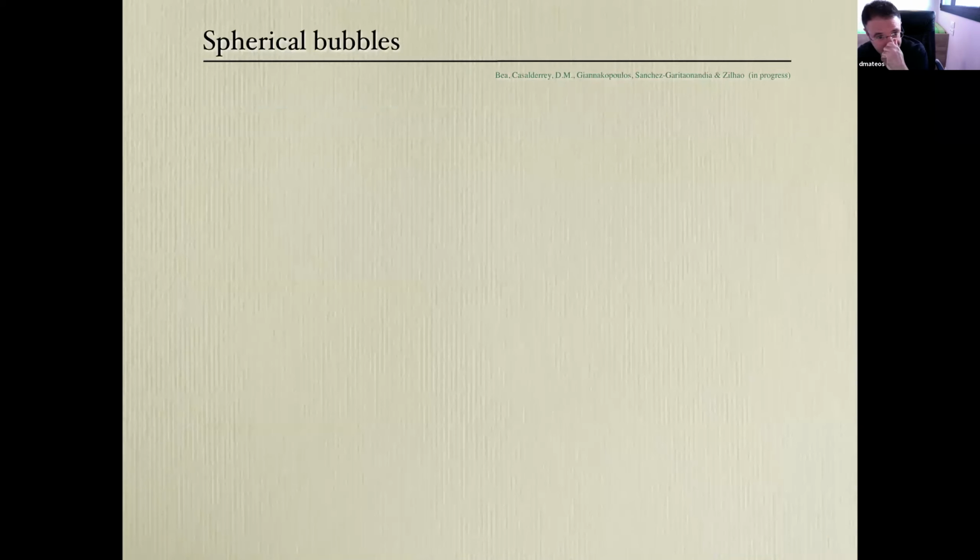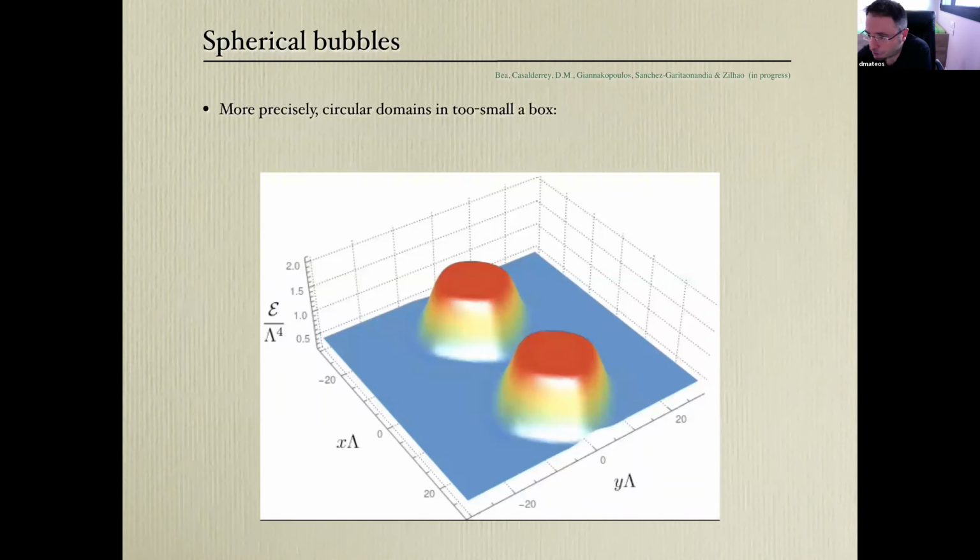Everything I've said so far was for planar bubbles. What I want to show you now is a movie with spherical bubbles, or more precisely, circular domains in a small box. What I mean by this is that these are not really bubbles that are going to expand, but simply two phase domains, at the critical temperature Tc, that have been given some initial momentum towards each other, and they're going to collide and do something. And of course, they are in a small box because this was just a first simulation.